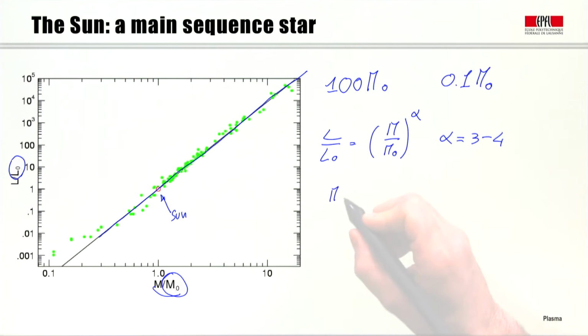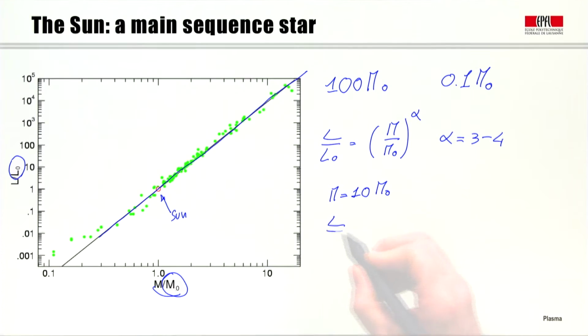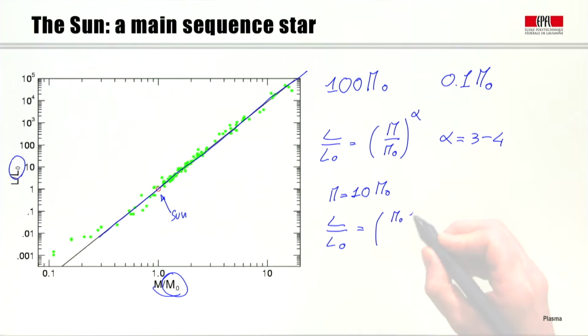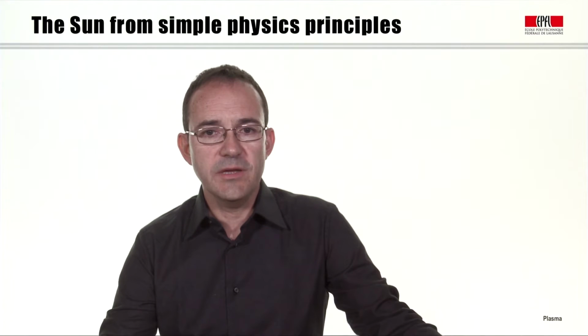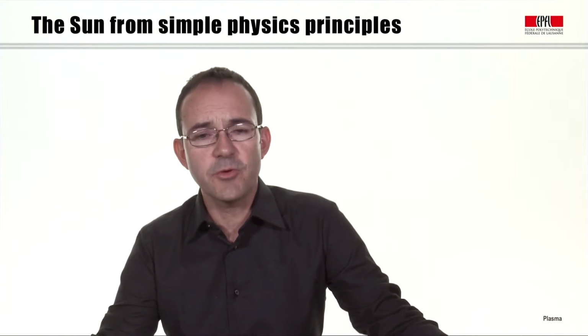Let's consider a star of 10 solar masses. This means that this star has 10 times the fuel available, since the fuel is proportional to the mass of the star. However, by using the scaling law and assuming an exponent alpha equal to 3, we obtain that the luminosity of the star will be 1,000 times the luminosity of our Sun. This means that this star will burn its fuel 1,000 times faster than our Sun, and therefore it will live 1,000 times shorter. In the following, we will derive these fundamental properties from basic principles.